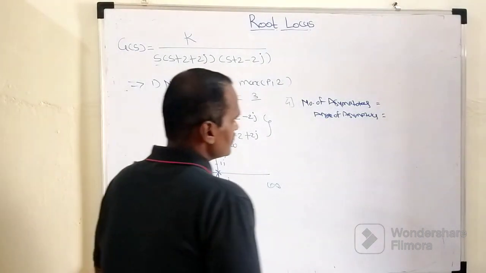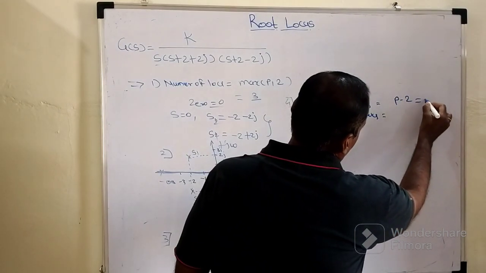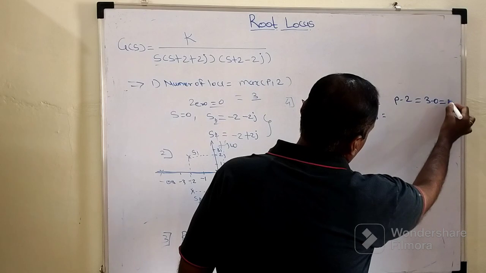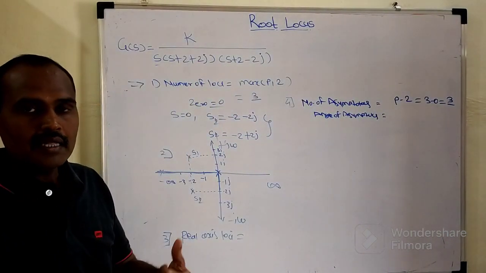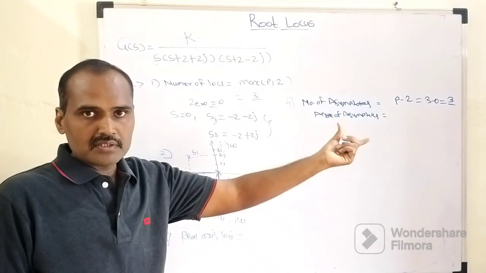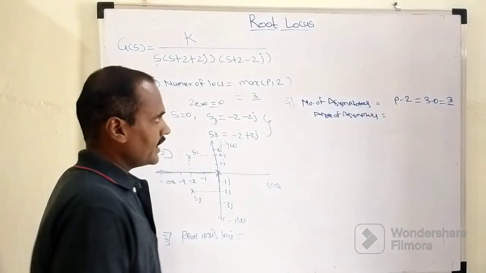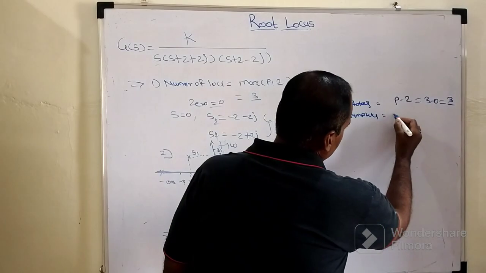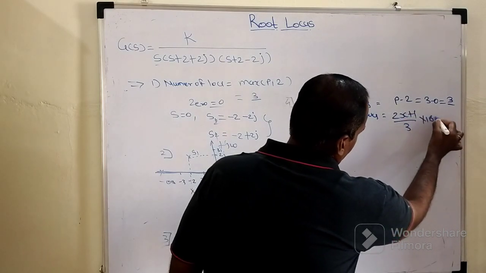So the number of asymptotes is always equal to the number of poles minus the number of zeros. As we have 3 poles and we don't have any zero, how many asymptotes do we need to show? We need to show 3 different asymptotes. Then once the number of asymptotes is tabulated, we need to determine their relevant angles, right? So the angle of asymptotes is given by this expression: (2x plus 1) upon 3 into 180 degrees, right?